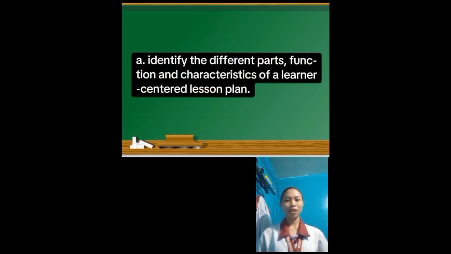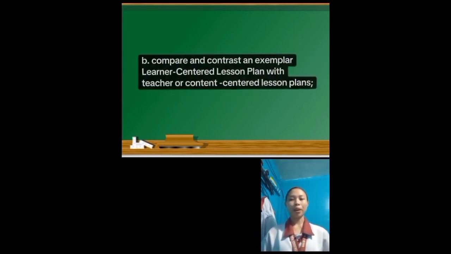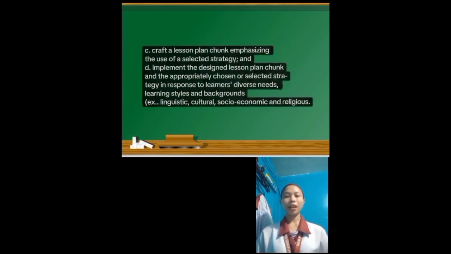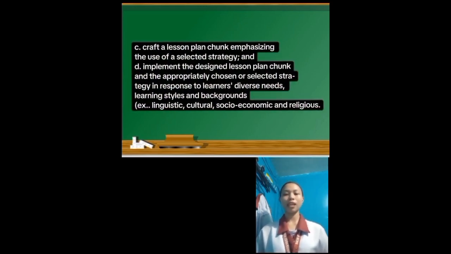So here are the learning objectives for this topic. First, at the end of the unit, identify the different parts, functions, and characteristics of a learner-centered lesson plan. B. Compare and contrast an exemplar learner-centered lesson plan with teacher or content-centered lesson plans. C. Craft a lesson plan chunk emphasizing the use of selected strategy. And D. Implement the designed lesson plan chunk and the appropriately chosen strategy in response to learners' diverse needs, learning styles, and backgrounds, for example, linguistic, cultural, socioeconomic, and religious.